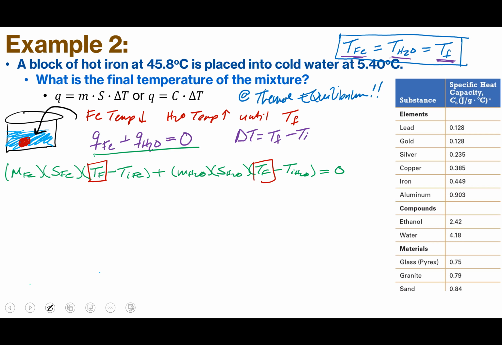If you're good with the variables, you can do that. This is one of those times where I think it's a little bit easier to put numbers in there, so we're going to put numbers in here and then work our way through it. All right, so what do we have?